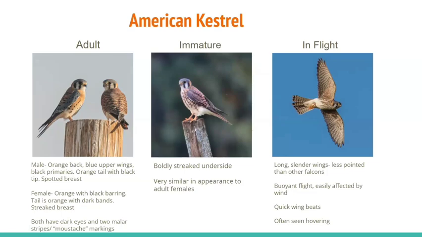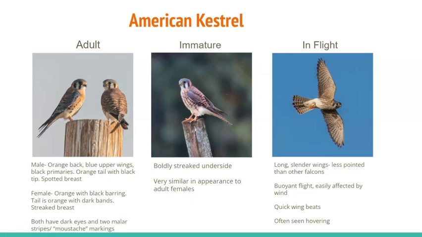So for the immature, instead of having the cleaner streaking of a female or the spotting of a male, they have this very messy streaking all down their chest that is this beautiful light brown. But overall, they tend to be more similar in appearance to adult females.